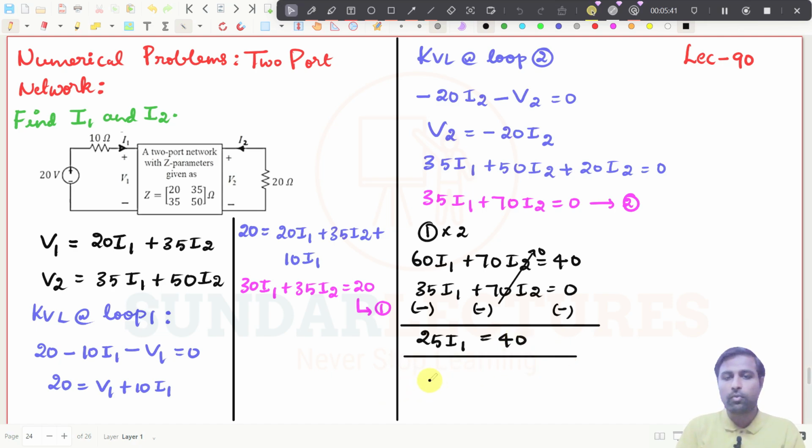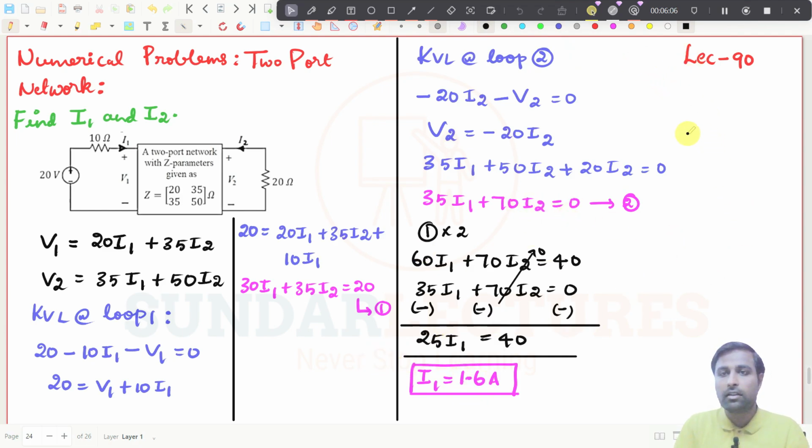So finally I1 will be equal to 40 divided by 25. So I am getting it as 1.6 amperes. So we found the value of I1, and if you want to find the value of I2, you can substitute in this particular expression.